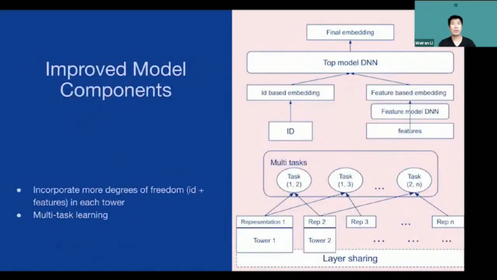So we also worked on some improvements on top of the bare bone. One direction of improvement is that we are adding complexity to each single tower, where we hybrid both ID-based and feature-based inputs to balance memorization and generalization. Features we add are also flexible, as they could be both raw or pre-learned.